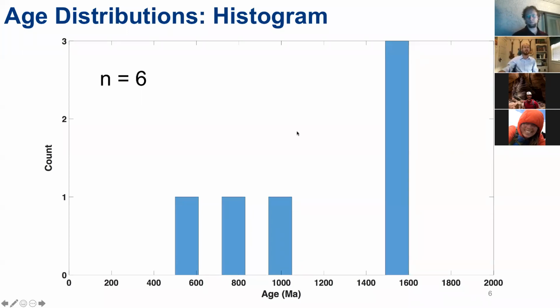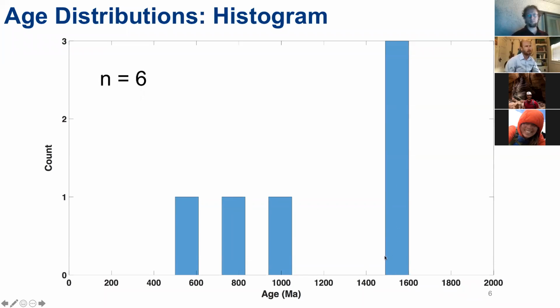Again, typically people will measure at least 100, if not a few hundred. In some cases, if it's a really complex distribution and they have a lot of funding, they might do thousands, like they sometimes do in the LaserChron lab here. So here we have, again, 6 ages. At 500 million years we have 1 age, so count 1. At 750, we have 1 count. At 1,000 million years, and then we have a few ages in about the 1,500 million year range.